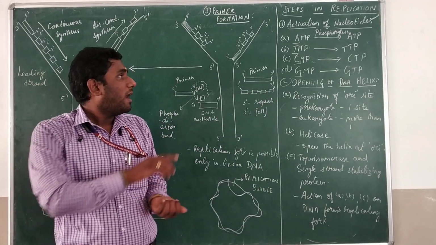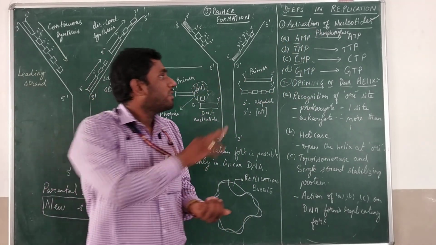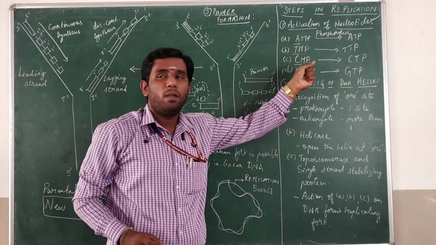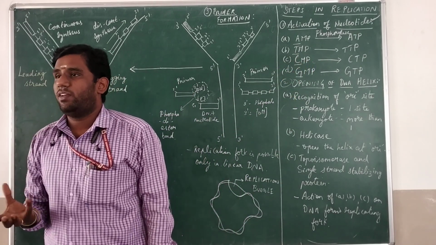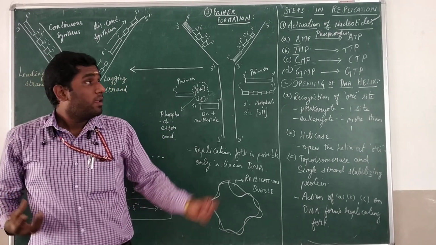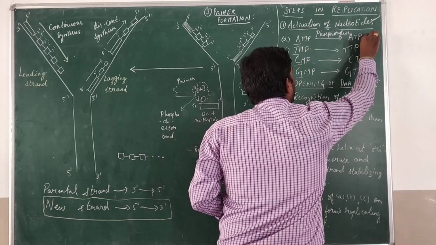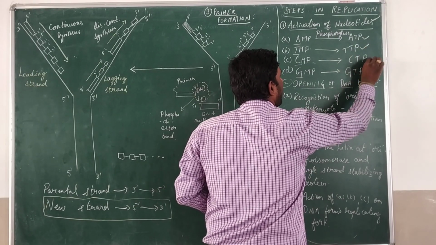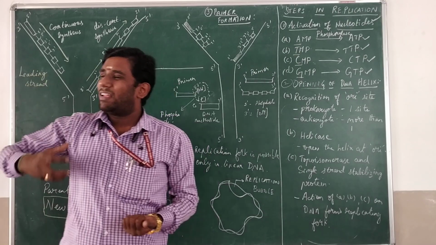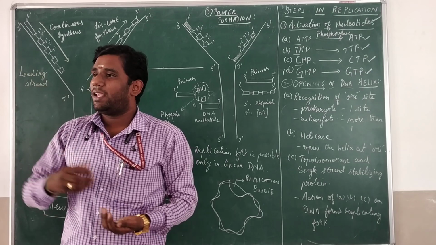All these 4: adenine monophosphate, or adenosine monophosphate, thymine monophosphate, cytosine monophosphate, guanine monophosphate. They are all called monophosphates because they have only one phosphate with them. They will get activated to adenosine triphosphate, thymine triphosphate, cytosine triphosphate, and guanine triphosphate. Two more phosphate molecules get added to the AMP and TMP.